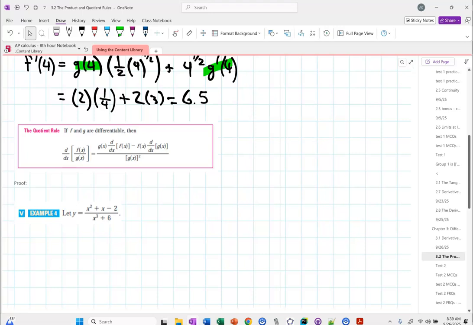We did the product rule. The thing to remember here about the quotient rule is there's subtraction, so the order of those 2 terms in the numerator really matters. Okay?